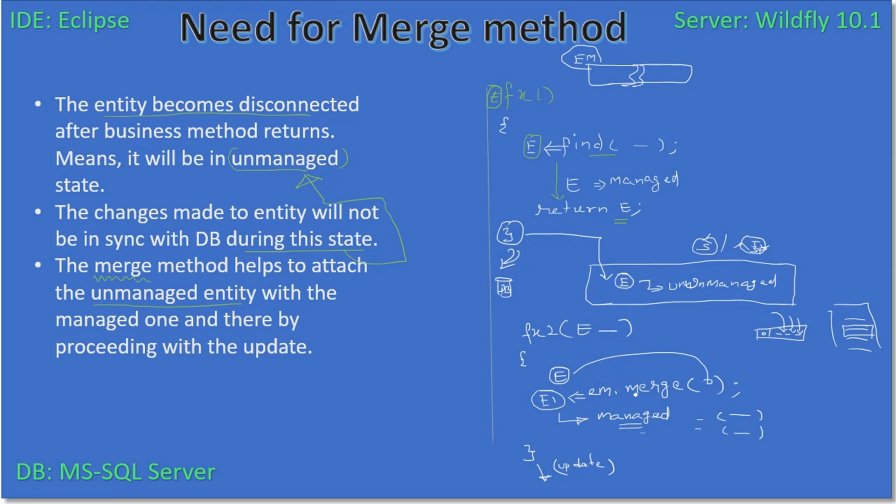Alright, so that's the use of the merge method. We can take an unmanaged instance E, and we get E1, and E1 will be managed. Since E1 will be managed, if you make any change to E1, which is nothing but a clone of the database data, and the modified fields also get copied, then the E1 change will get applied to the database.